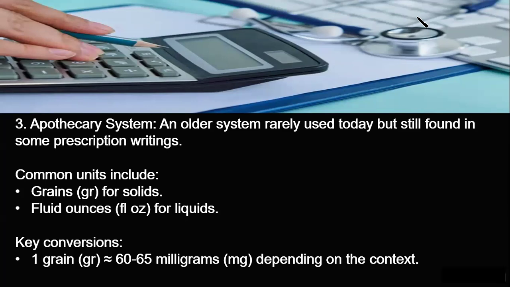Then the conversion: you can see 1 grain equals about 60 to 65 milligrams, depending on the context. If you are not using milligrams, but you are used to the milligram method and you find yourself in such a situation, simply know that 1 grain, if I'm still going by grains, will give me an equivalent of 60 to 65 milligrams. Very important, depending on the context that you find yourself.